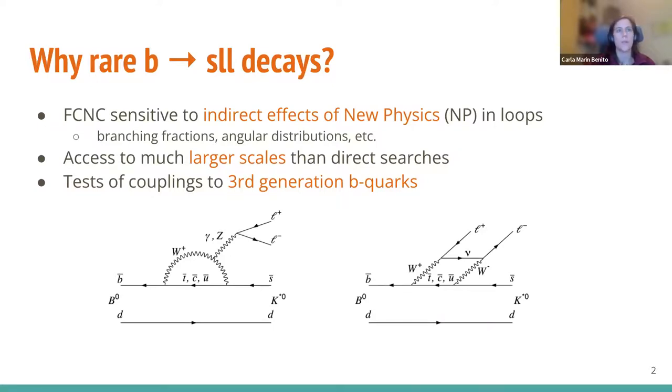So it can be either branching fractions, angular distributions, or other things. And this actually gives us access to much larger scales of new physics than direct searches, which is a plus. And actually, something relevant in the case of B to SLL is that we are testing here the new physics couplings to third generation b quarks, which is something not so explored.